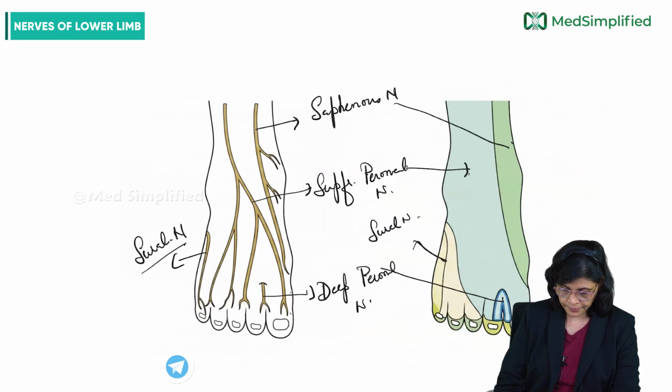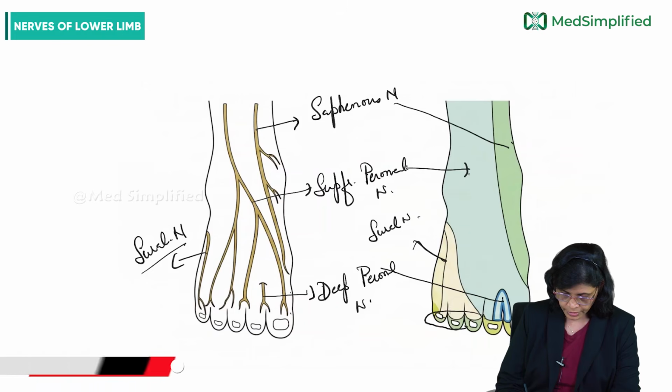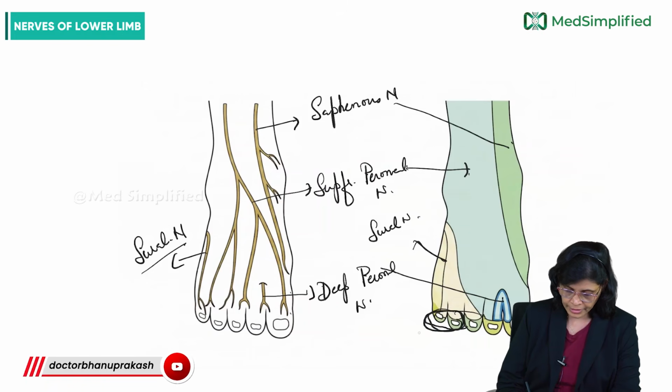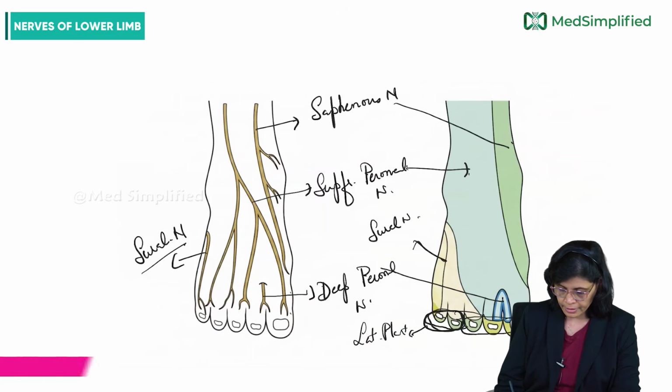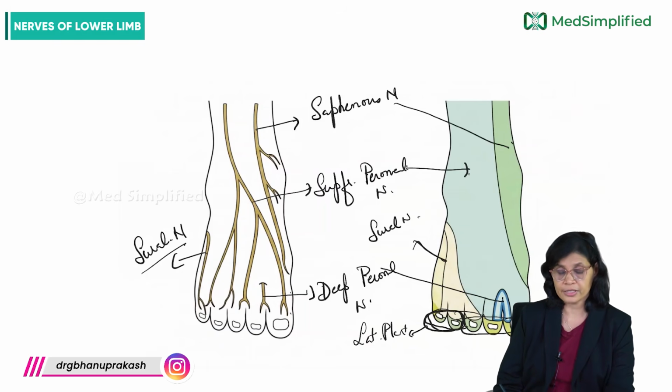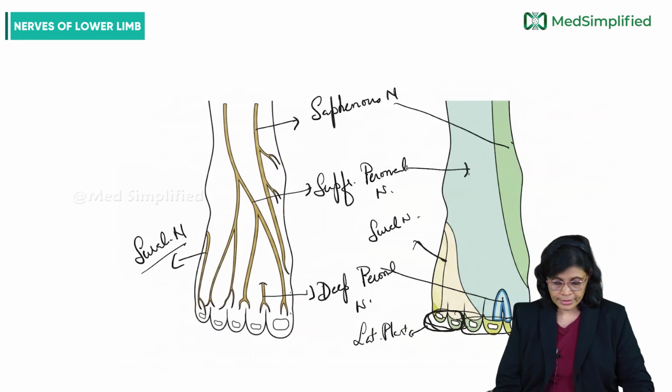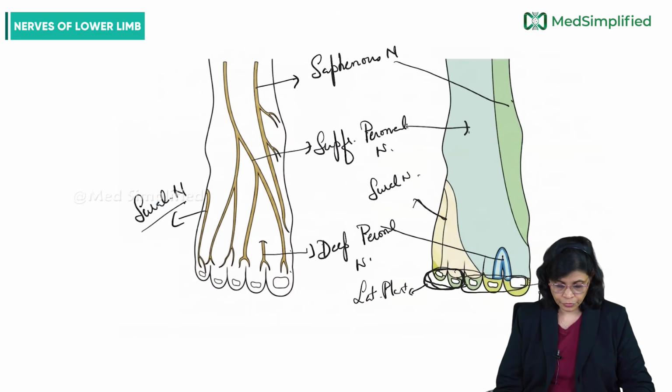So here, for the lateral two toes, we have the lateral plantar nerve supplying, and for the medial 3.5 toes, we have the medial plantar nerve, near the nail bed region, up to the distal phalanx. So that is the cutaneous distribution on the dorsum of the foot.